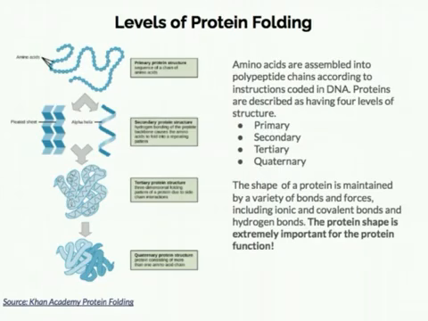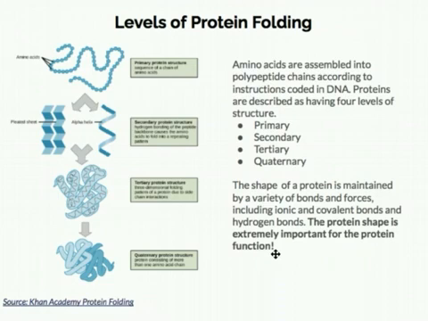Now, we're going to briefly cover this slide. Okay, we're going to talk about levels of protein folding. For now, we don't want you to get too caught up in the details. The most important information on this slide is the protein shape is extremely important for the protein function. So amino acids are assembled into polypeptide chains according to the instructions coded in the DNA. Or what that means is the DNA is telling the proteins how they need to form.